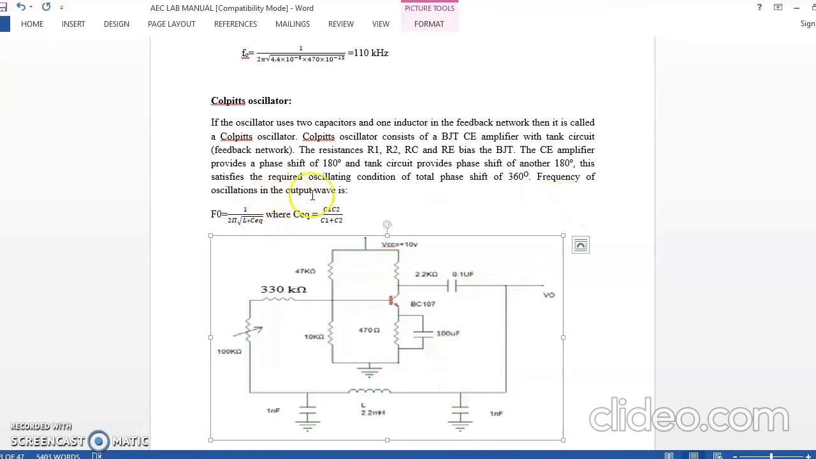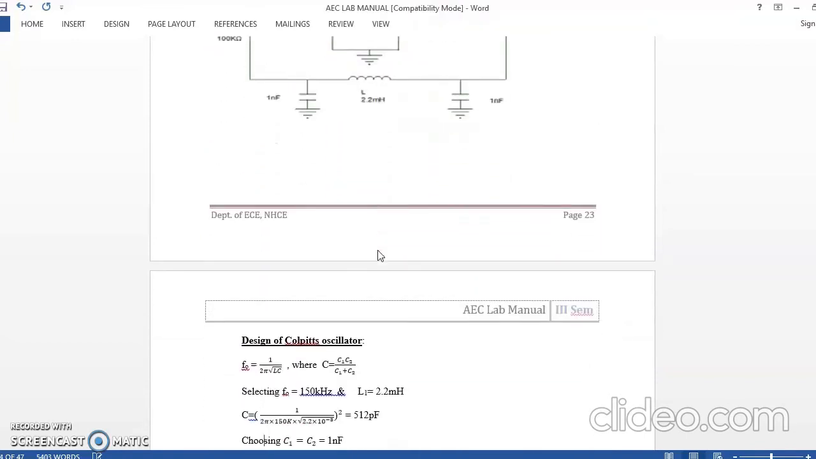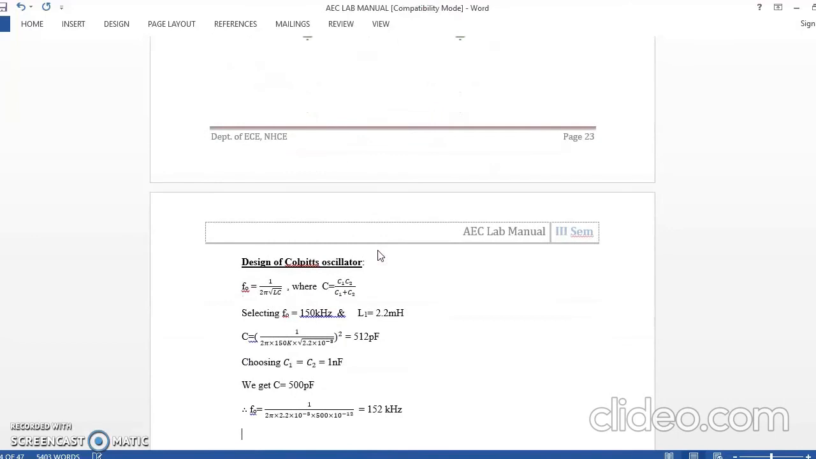Frequency of oscillation in the output wave is F0, which is equal to 1 upon 2 pi under root L into C equivalent, where C equivalent is C1 C2 upon C1 plus C2. The design of Colpitts oscillator.